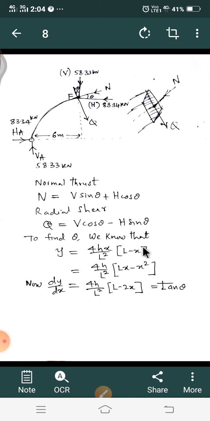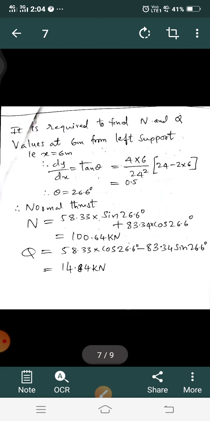Now you can see here how this theta is calculated. We know that y is equal to 4hx by l square into (l minus x). This is simplified like this: 4h by l square into (lx minus x square). Now you differentiate it, and you get dy by dx, which is nothing but tan theta. So the differentiation of this will be 4h by l square into (l minus 2x). These values are used here.